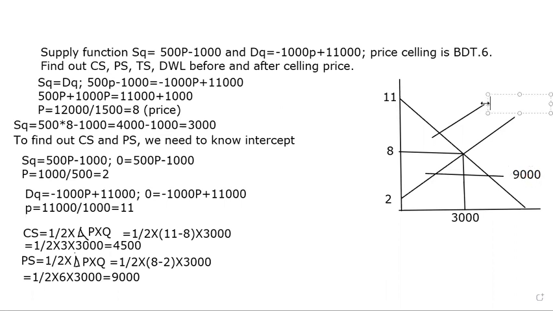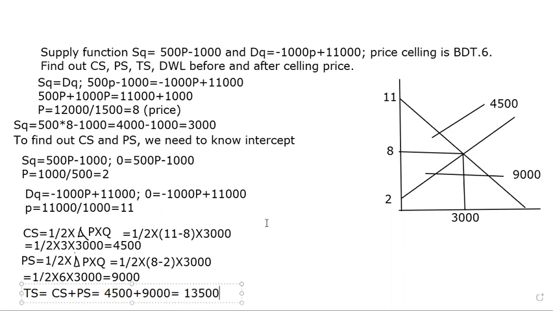And this is equal to 4,500. So if we want to find the total surplus, we just add both of these. Total surplus equals CS plus PS. CS, the consumer surplus, is 4,500, plus 9,000. So our producer and consumer surplus is 13,500. This is our total surplus from the market at the equilibrium price determined by demand and supply interaction.